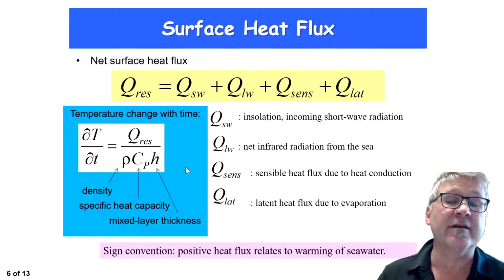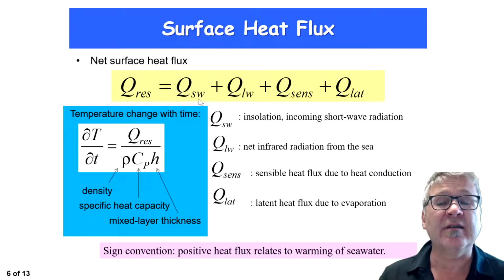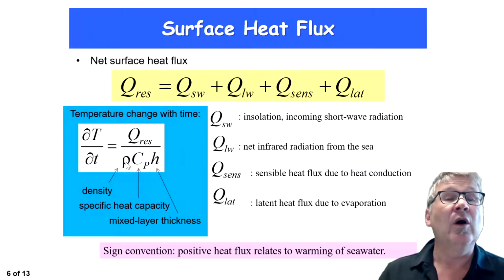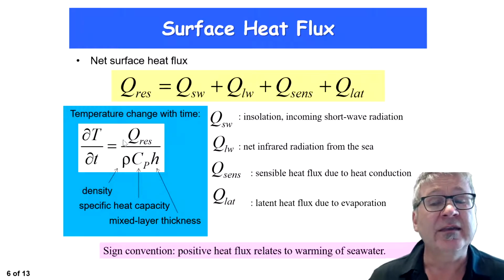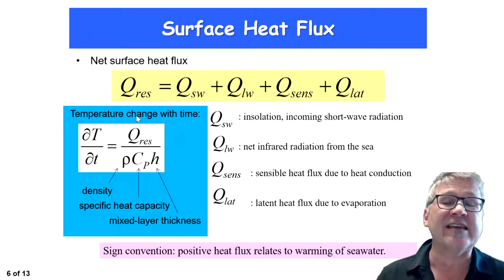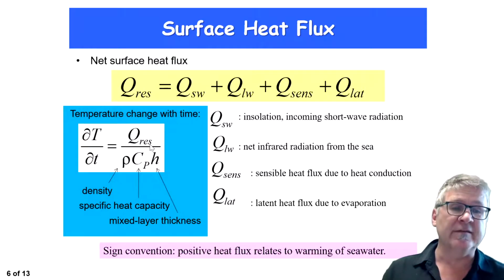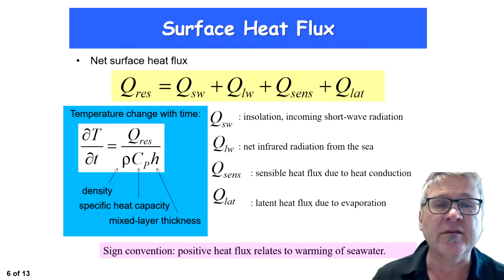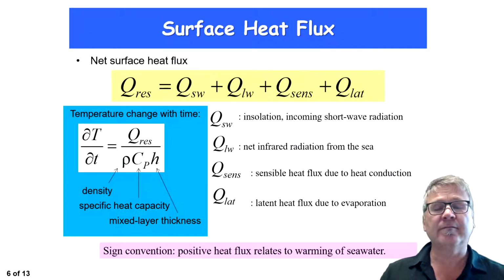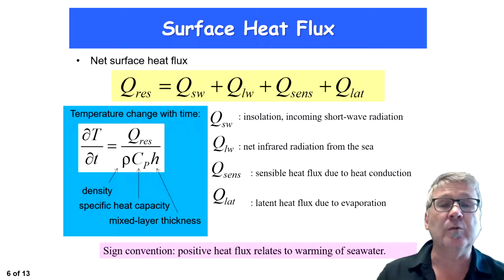There are a number of parameters on that side. The top one is the heat flux. This one is the residual heat flux at the sea surface. If it's positive, it means the temperature will increase. If it's negative, it means the temperature will decrease. The larger the number, the faster this change will be.